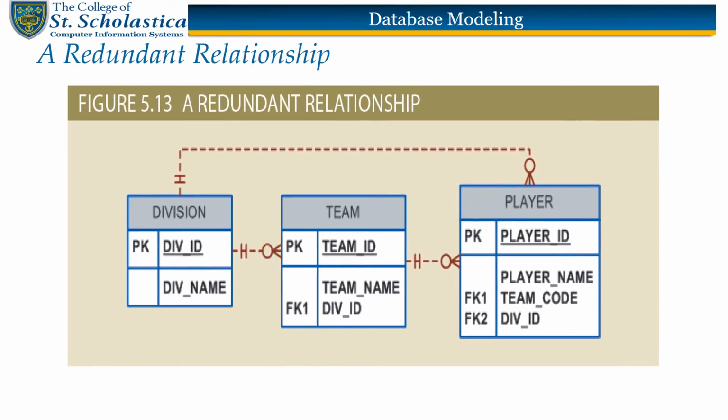Another more specific example of a redundant relationship is represented in Figure 5.13. Note the transitive one-to-many relationship between division and player through the team entity set. Therefore, the relationship that connects division and player is redundant for all practical purposes. In that case, the relationship could be safely deleted without losing any information generation capabilities in the model.